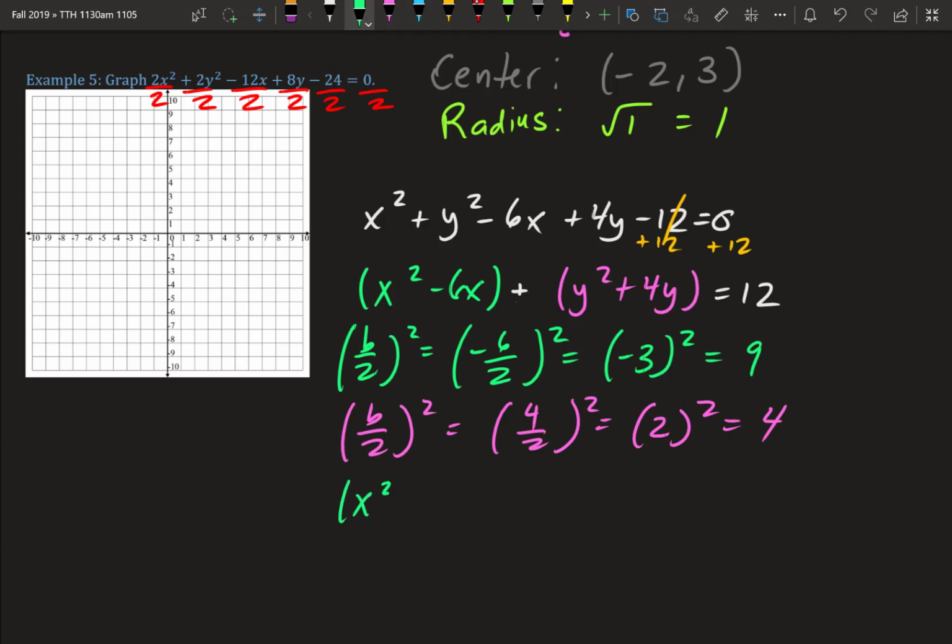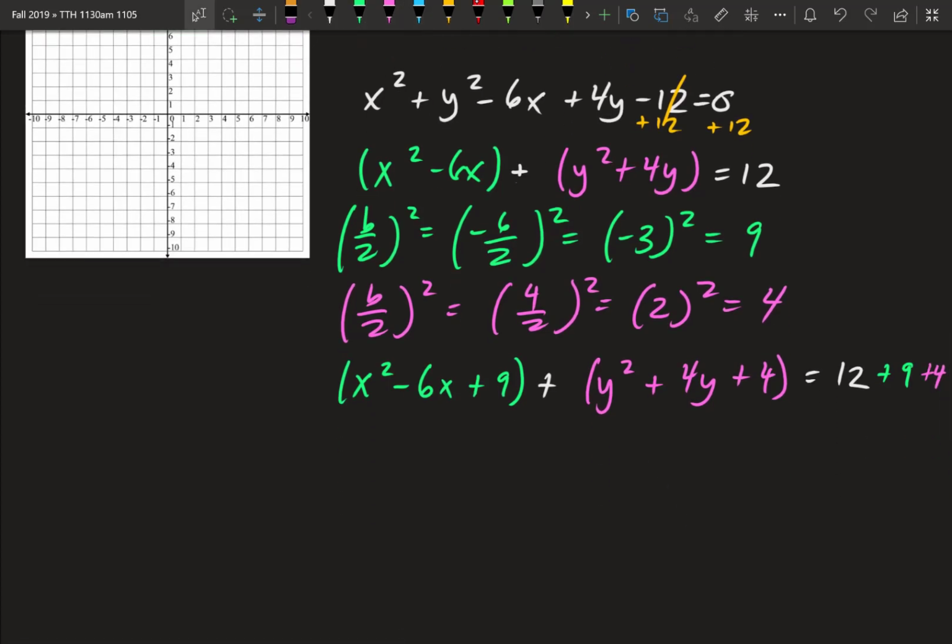So we'll have x squared minus 6x plus 9. Always a plus in between. And then we'll have y squared plus 4y plus 4. And then that equals 12 plus 9 plus 4. And from here, we're just going to factor.